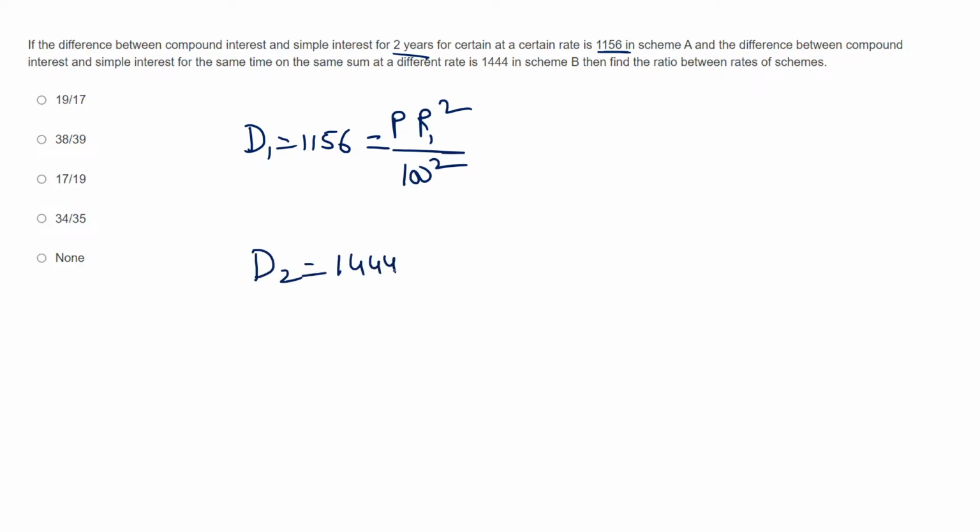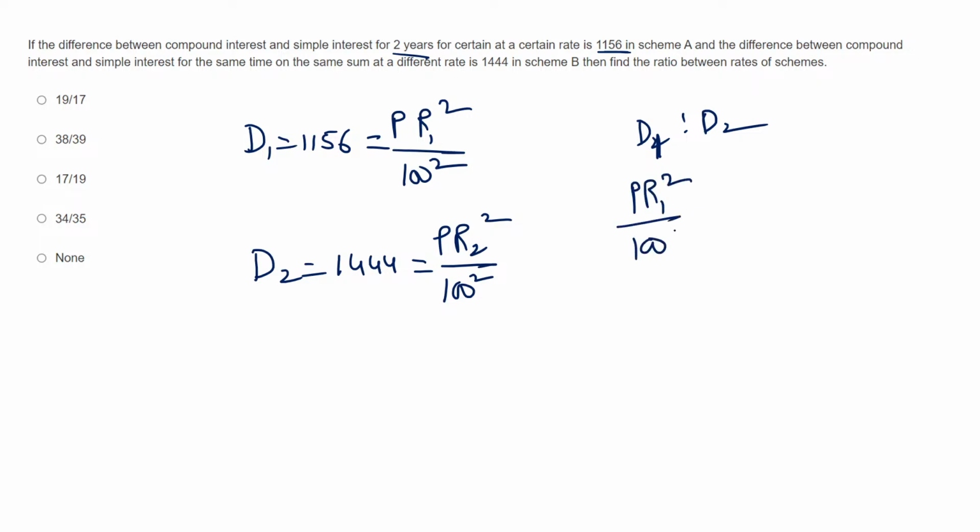1444, and here we know anyway we're having the same P, so I'm taking just P and P, but we're having a different rate of interest, so this is going to be PR2 square by 100 square. By using these two you just need to find out the ratio. Now listen guys, ratio means D2 is to D1, or let us take D1 is to D2 here. So if you observe here, PR1 square by 100 square is to PR2 square by 100 square.